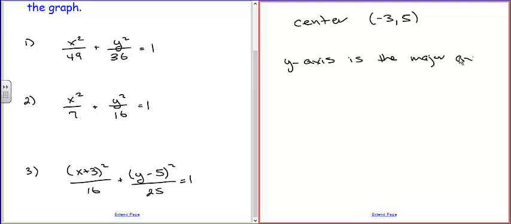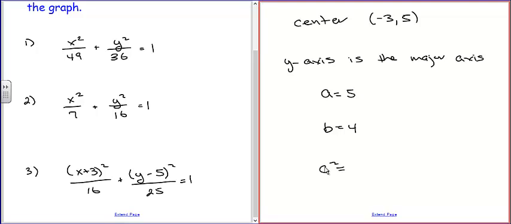Now in this one, the center is not the origin. So the center is going to be negative 3, 5, from x minus h, y minus k. The y-axis is the major axis, because 25 is larger than 16. So a is equal to the square root of 25, which is 5. b is equal to the square root of 16, which is 4.